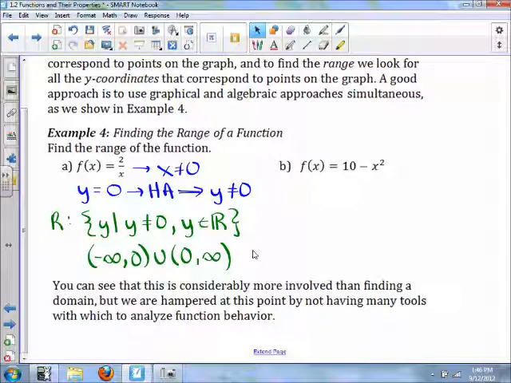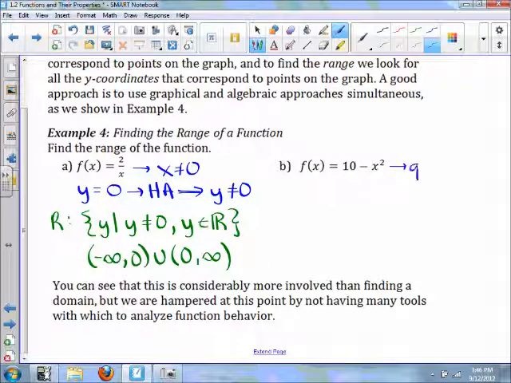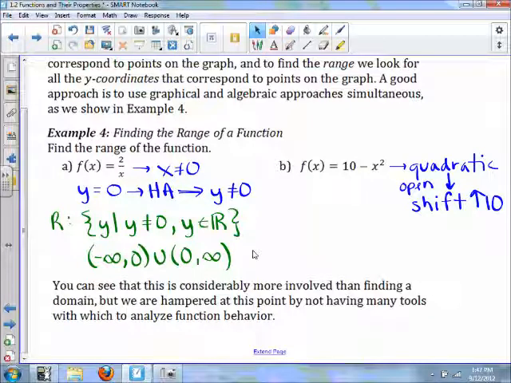Now, if you look at B, we have 10 minus x squared. Well, this is really going to be a quadratic opening down, shifted up 10. We know it's a quadratic equation because of the x squared. We know it's going to open down because of the negative x squared. The plus 10 will shift it up on the y-axis 10 spots.